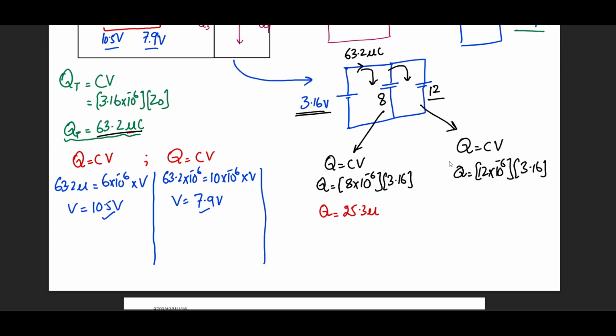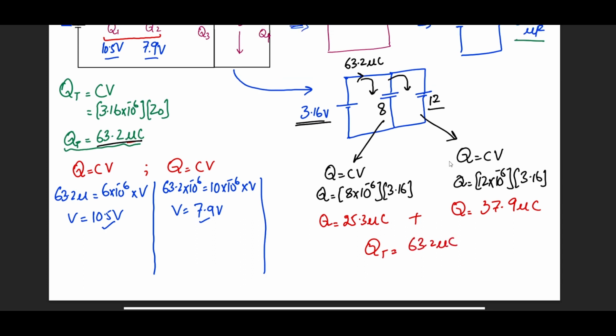microcoulombs, and this charge comes out as 37.9 microcoulombs. Now, if you add them together, you will again get Q total as 63.2 microcoulombs. So we have this guarantee that this 63.2 was divided into two branches based on their capacitance.